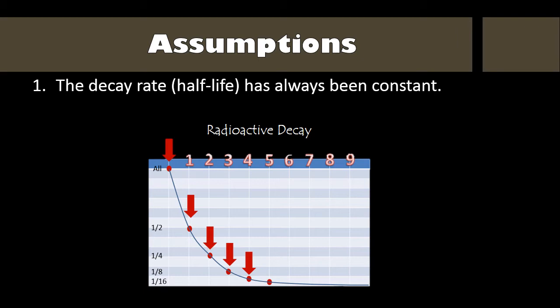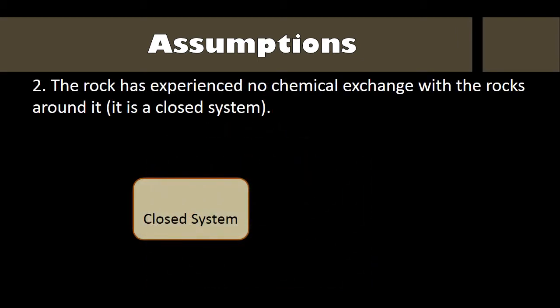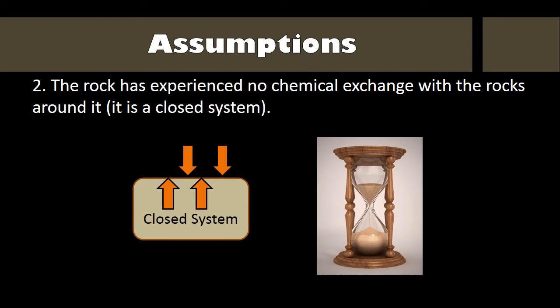Most scientists do not think there is reason to doubt the theory of the decay process. Number 2, we assume that the rock has experienced no chemical exchange with the rocks around it. In other words, nothing inside the rock has gotten out, and nothing outside the rock has gotten in. In the hourglass example, this would mean that there is not a hole in the bottom letting any of the sand escape, and that no additional sand is being added to the top.